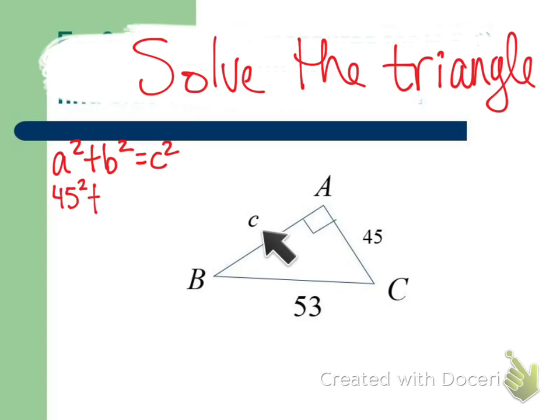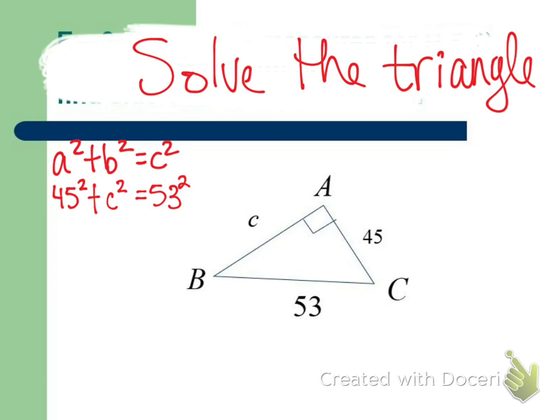They labeled that other leg as C. Oh, okay, so we're going to put a C there. And what's going in for C? 53. Do we all understand why 53 had to go in for the C? It's the hypotenuse, it's the longest side, it's across from the right angle. It's just kind of a coincidence that their other leg was labeled with a C. It just makes it a little confusing.